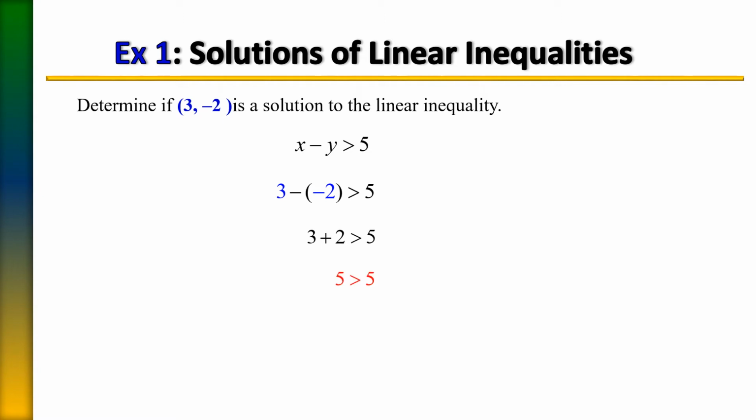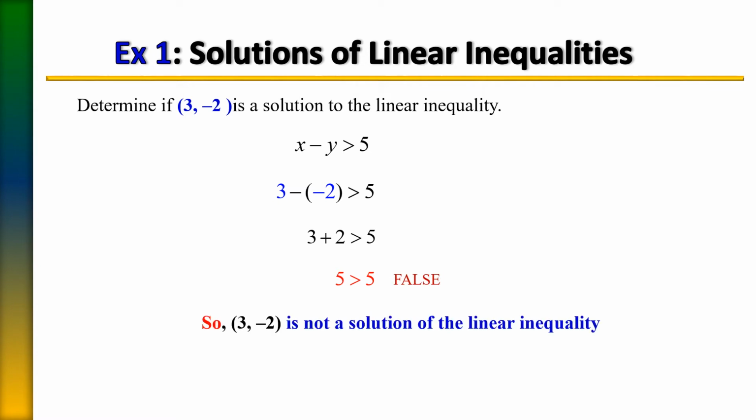Now let's read the statement now that we have one number on one side and one number on the other side. So reading this statement, it would read as 5 is greater than 5. Well, is 5 greater than 5? No, it's not greater than 5. 5 is equal to 5, but it's not greater than 5. So this is a false statement. And because this statement is false, that is your proof that the ordered pair of (3, -2) is not a solution of the linear inequality.